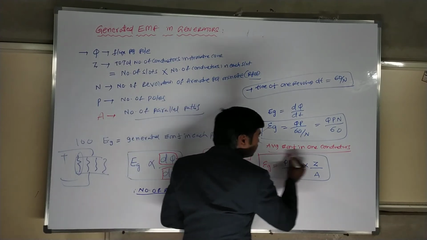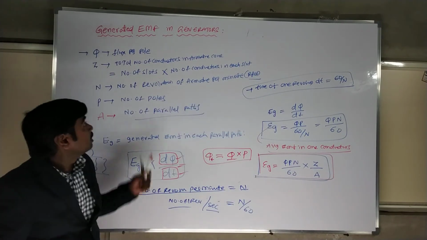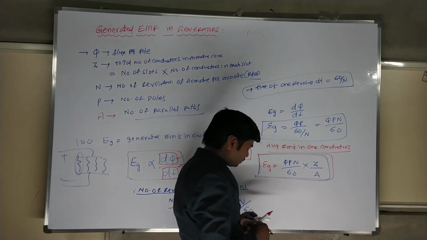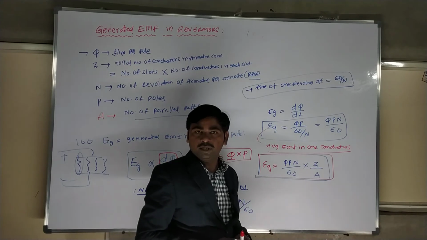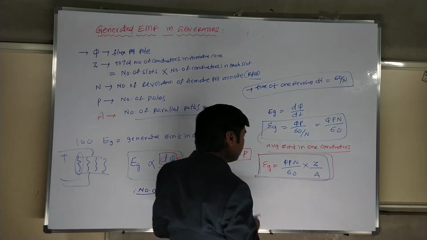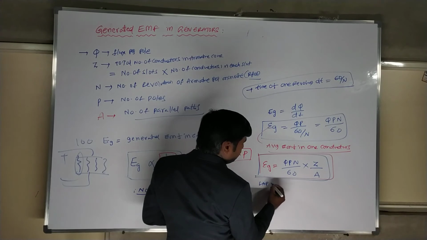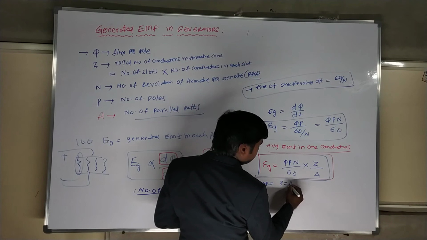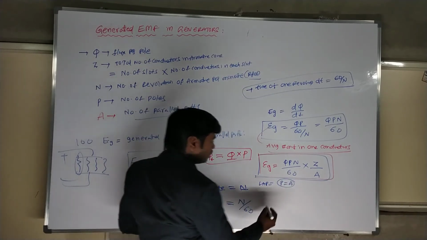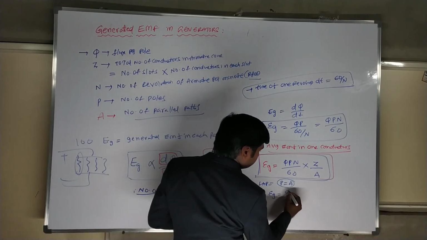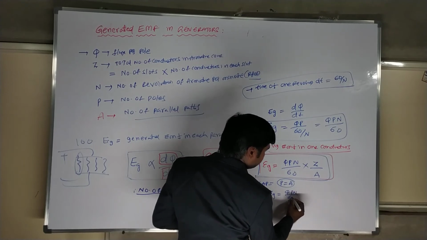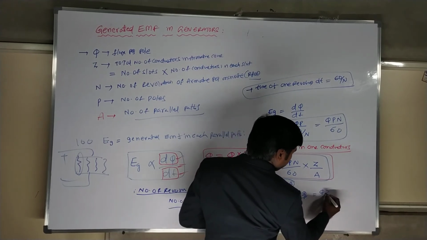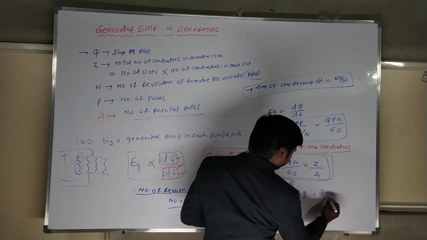This is the induced EMF in the case of generators. A lap winding is different, a wave winding is different. In the case of lap winding, A is equal to number of poles, equal to number of parallel paths. So Eg is equal to phi p n by 60 into Z by P. P and P cancel, so we can write phi Z n by 60 for a lap winding.